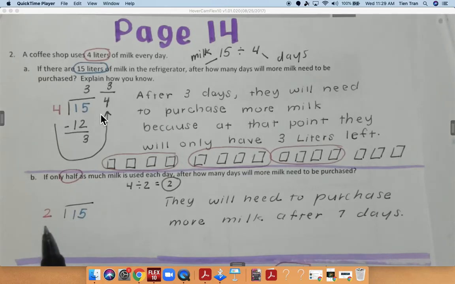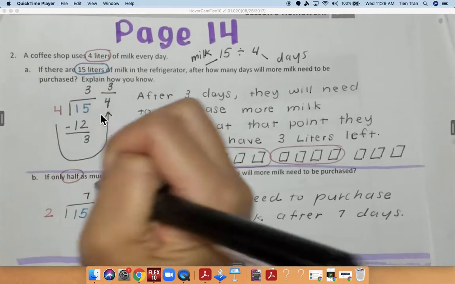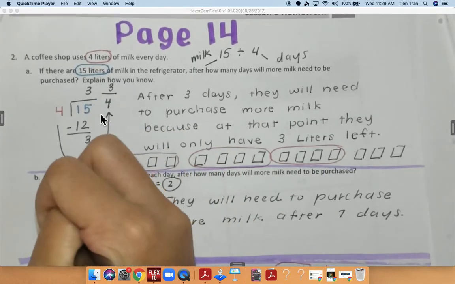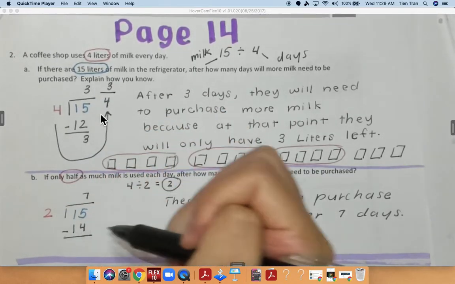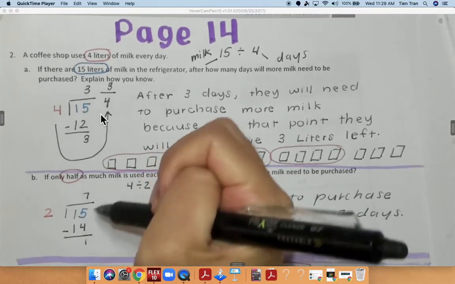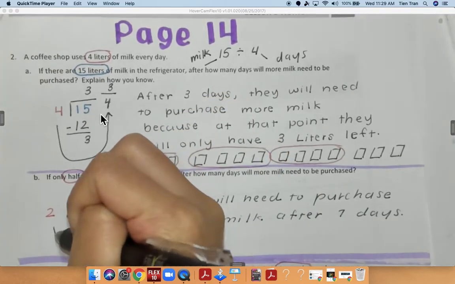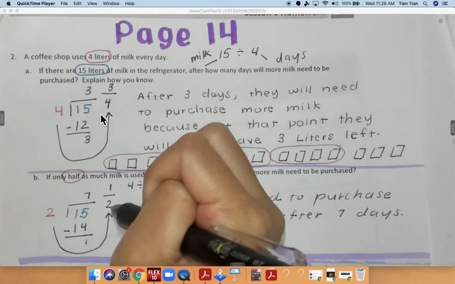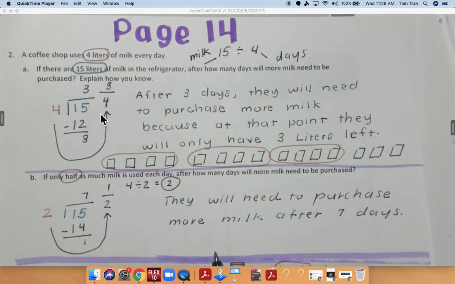So I'm going to divide 15 divided by 2. How many times can 2 go into 15? 7 times, because 2 times 7 is 14. 15 minus 14 is equal to 1. And my denominator is equal to 2. So I have 7 and 1/2 left.